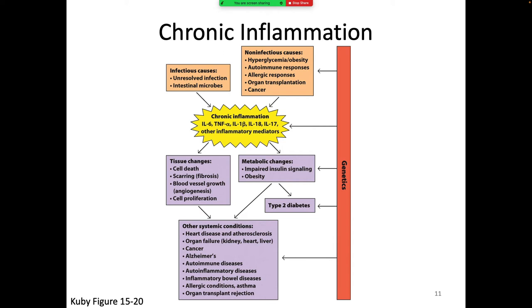More and more, we're realizing that there are a number of different lipids that can signal through pattern recognition receptors. And so dietary lipids, as well as the fats seen in obese individuals, can actually lead to chronic inflammation.